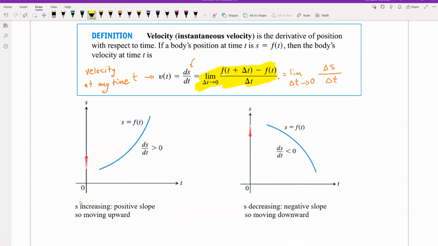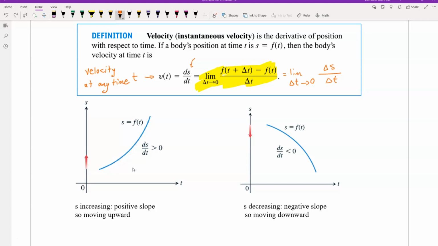Now here on this part we have a graph for position at time t. So t is here on the horizontal line and s is our position on the vertical line. Based on what we have on this part, s is increasing from left to right. S is increasing. Based on that, our slope is positive. So this graph is moving upward.